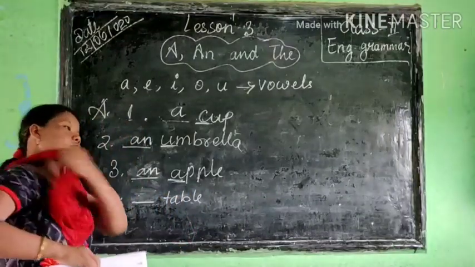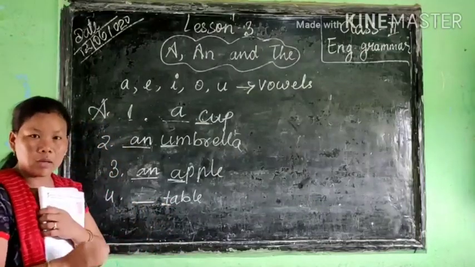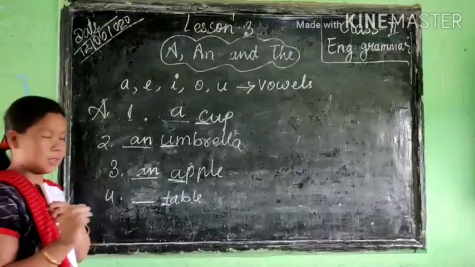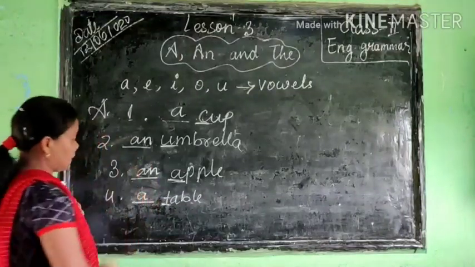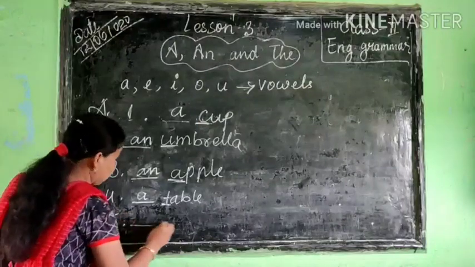Table. Okay. So first letter is what? T. Okay. Is it a vowel? No. T is not a vowel. So if it is not a vowel, then what do we have to write here? Yes, we have to write A here. Understand? Now fifth number is egg.